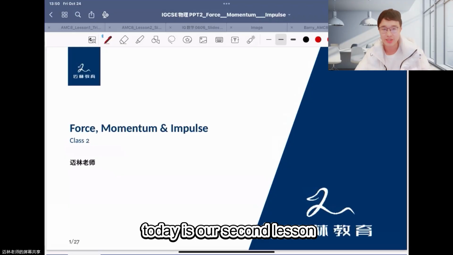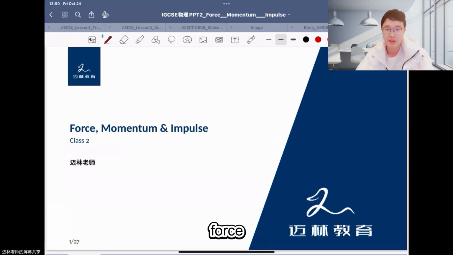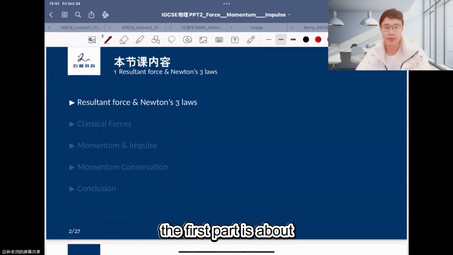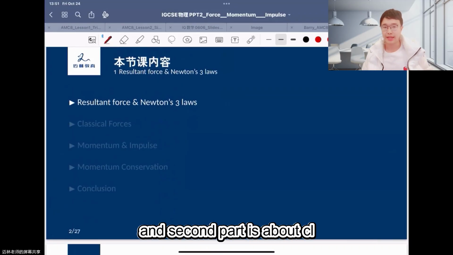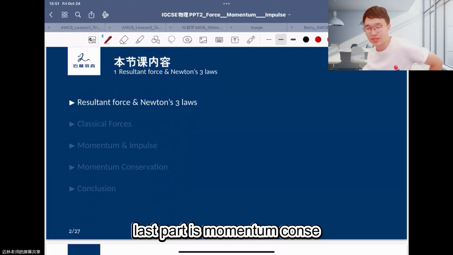Okay, hello guys. Today is our second lesson for the IGCSE physics that is about force, momentum, and impulse. Okay, so here's today's content. You can find here the first part is about resultant force and Newton's three laws. The second part is about classical forces. The third part is about momentum and impulse. The last part is momentum conservation.